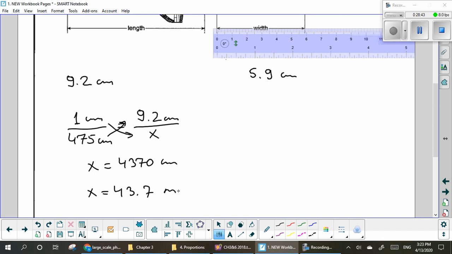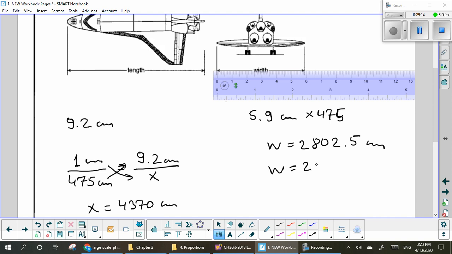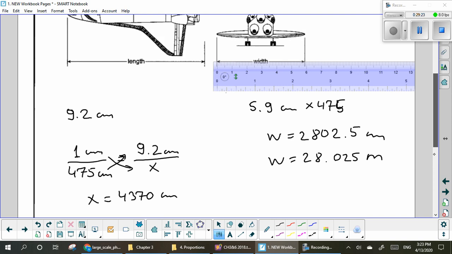If we wanted to do it the easy way, which I will do with the width, all I have to do is multiply 5.9 by 475, and I will get what my width is. I'll put W for width. So 5.9 times 475 is 2,802.5 centimeters. To see how many meters that is, divide by 100, which is 28.025 meters. Still pretty wide. So that is the Space Shuttle.